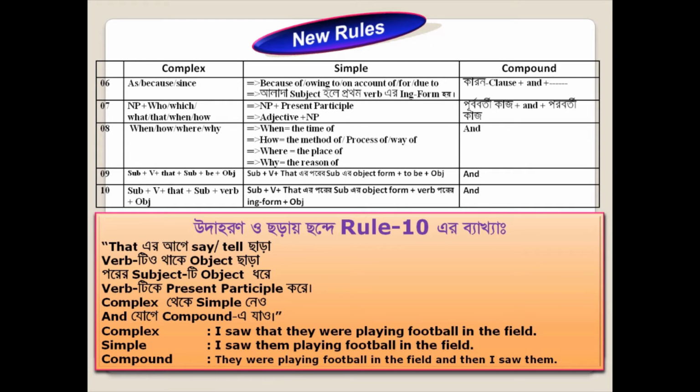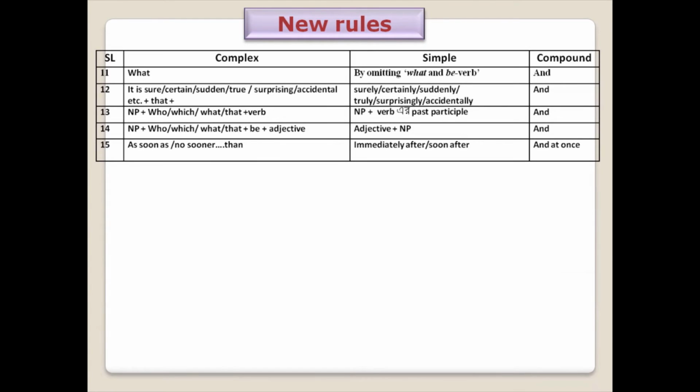Next, new rules. Here are also 5 rules. Rules number 11. If there is what in complex, in simple, by omitting what and be verb, and in compound you use and.